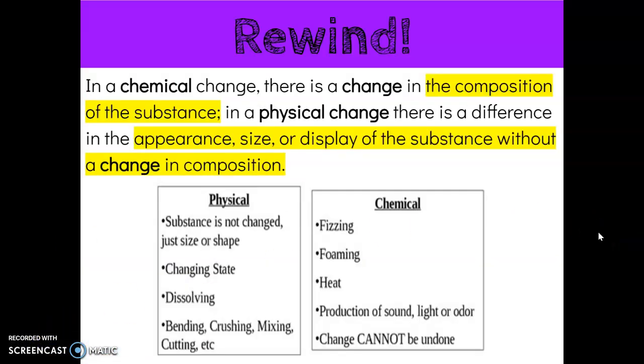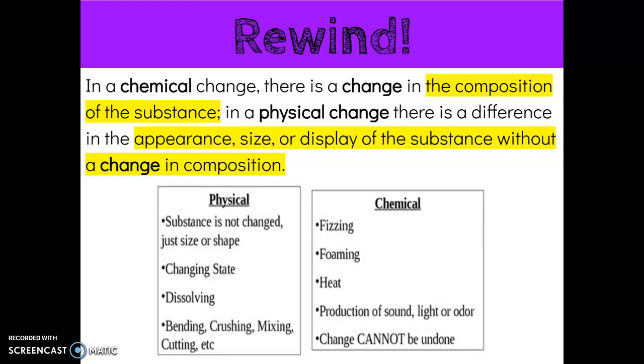So just a reminder, in a chemical change, there is a change in the composition of the substance. So it changes on a chemical level. In a physical change, there's a difference in the appearance, the size, or the display of the substance without a change in the composition. So examples of physical changes would be like folding paper, chopping wood into a smaller piece, but that's not changing the substance on a chemical level. It's just modifying it in some way so it looks different, but on a chemical level, it's still the same.